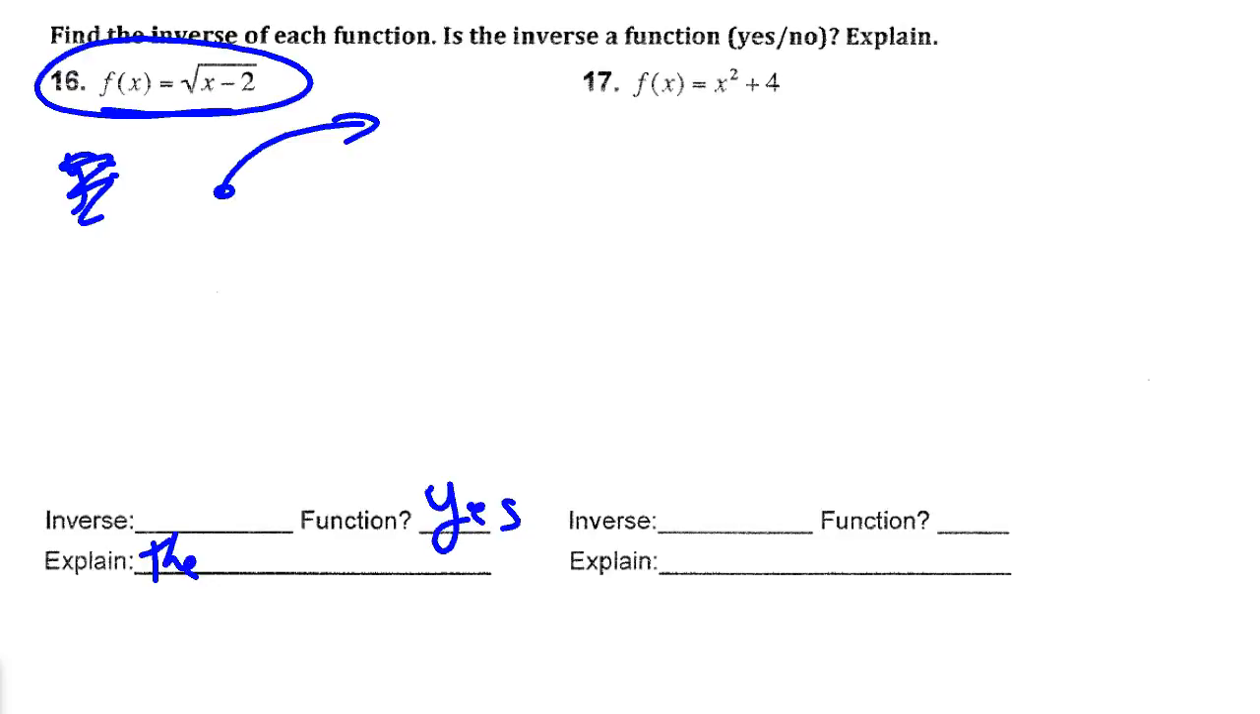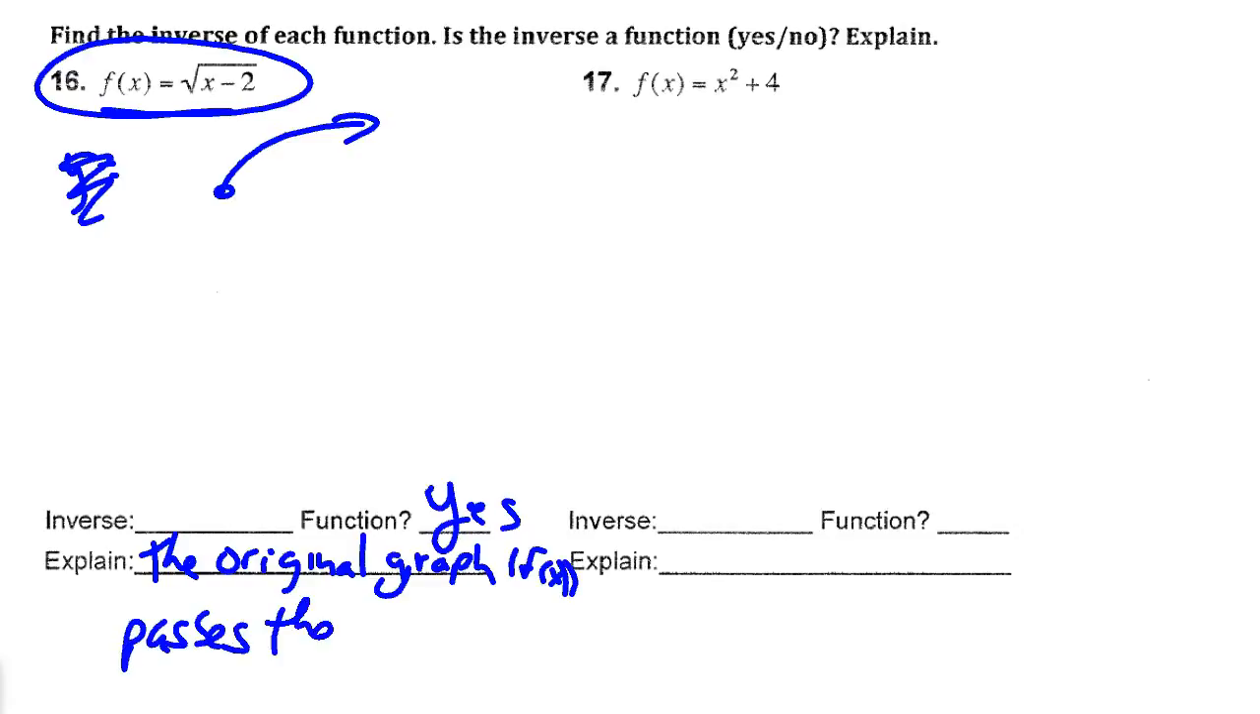Why? The original graph, or you could simply say f of x, which is the original graph, passes the horizontal line test. Now we still have to find the inverse. To find the inverse, you just switch x and y.